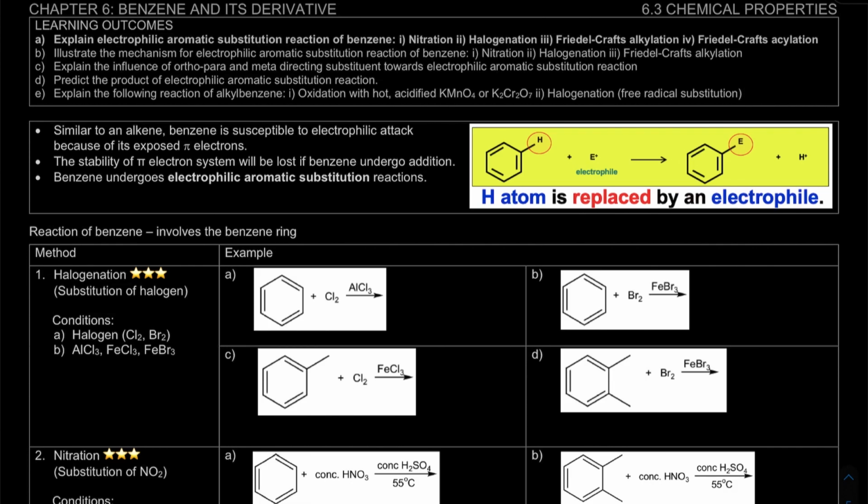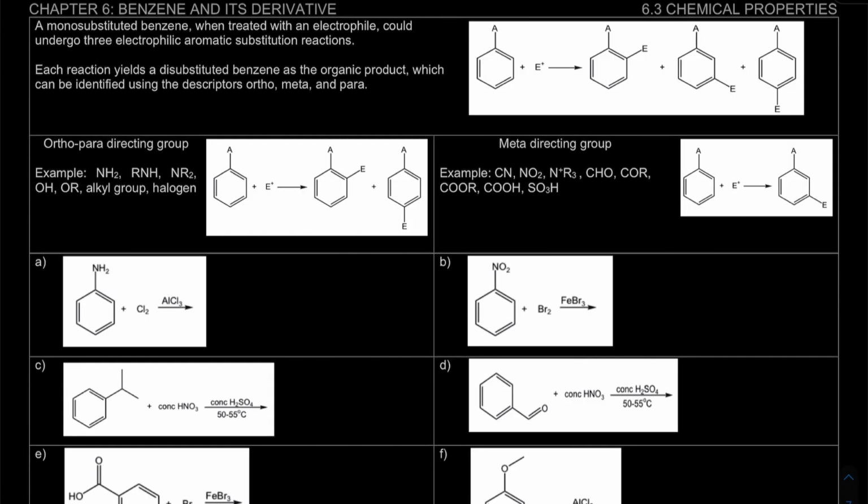Right now we're going to look at our notes on page 7. So let's look here. For a mono-substituted benzene, mono, so it means that we have one substituent. Okay, so this is benzene, we have one substituent, right? So this is what we refer to as mono-substituted. So when it's treated with electrophile, it will undergo 3 electrophilic aromatic substitution, which yield a di-substituted benzene.